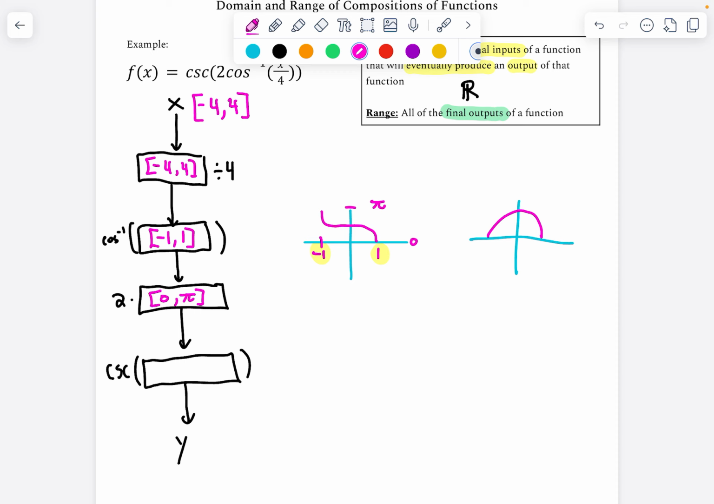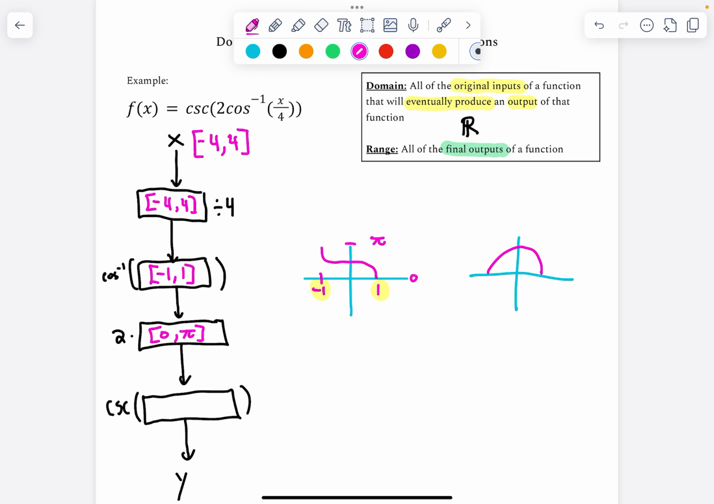Next, we are going to multiply all of those outputs by 2. So 2 times 0 gives us 0, 2 times pi is 2 pi. That'll give us out everything from 0 to 2 pi. Finally, we're going to take cosecant of everything from 0 to 2 pi. It can be helpful to sketch a little graph of cosecant to remind ourselves of what that might do. Cosecant is the reciprocal of sine, so I'm just going to sketch a little sine curve, and the actual cosecant function itself, being the reciprocal, ends up looking something like this.